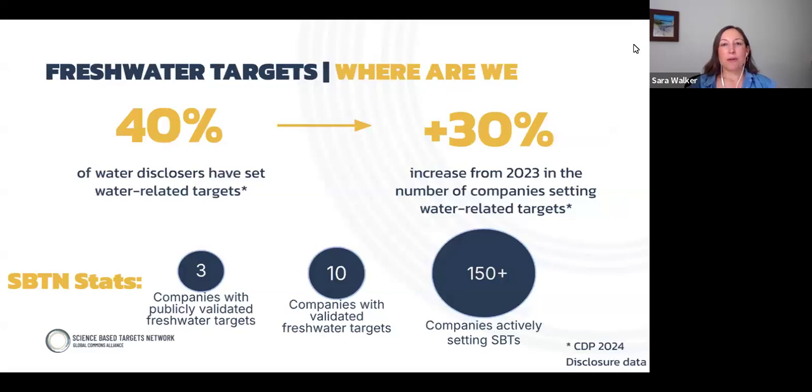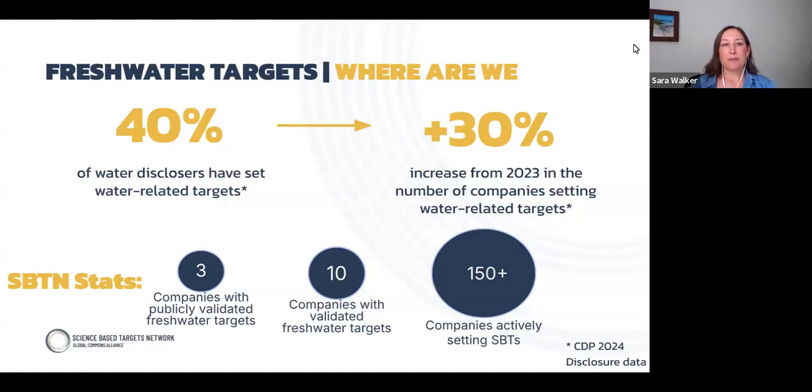So I want to just start with a very quick overview of the state of corporate freshwater targets and corporate water stewardship in general. Companies have been setting some kind of freshwater targets for many years, from conformance targets and efficiency targets to more recently targets that are informed by the specific challenges in the local catchments in which companies have activities. And according to CDP, 40% of companies that disclose on water have some kind of water-related target, which marks a 30% increase from the prior year.